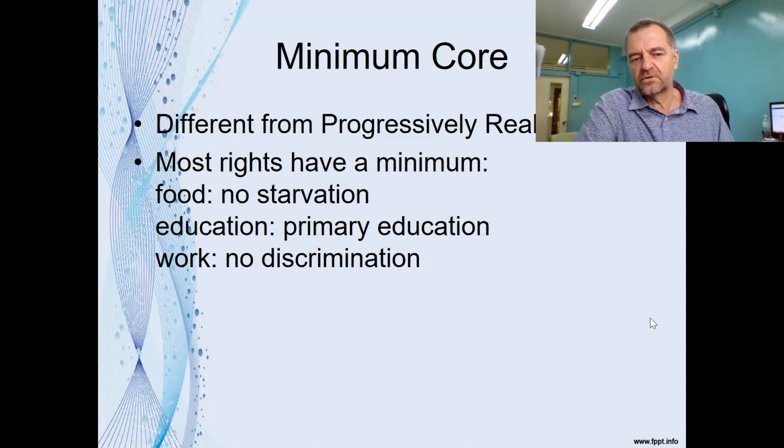Okay, the minimum core in terms of work is things like no discrimination. So you progressively realize everyone's right to employment, but no work should be based on discrimination. So it means we have two elements: the minimum core elements, which are the rights no matter what that you have, like not starving or primary education. Then we have the progressively realized elements, which are the parts which the state will gradually realize as they develop more and as they devote more resources to them.